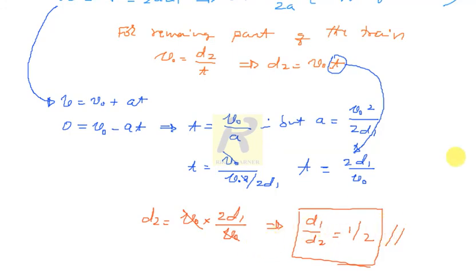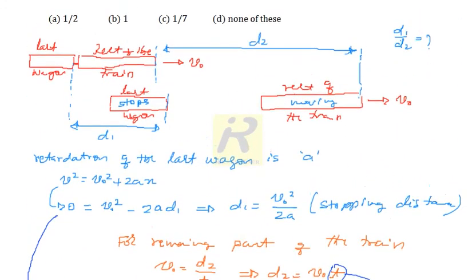So d1 by d2. Why is it the answer? Because d1 is the distance covered by the lost wagon in the time t, and in the same time t the rest of the train has covered a distance d2. So d1 by d2 should be found, which is nothing but the answer we got: d1 by d2 is half. This is correctly said in option A. So this is our answer.